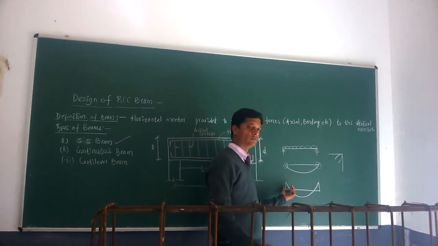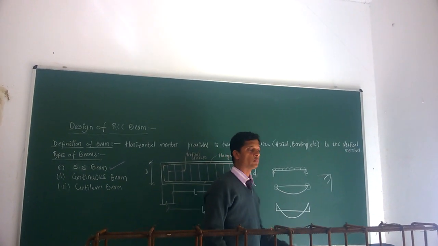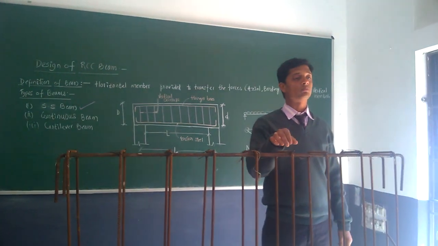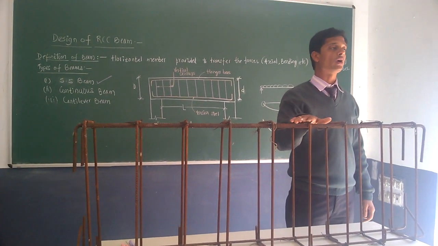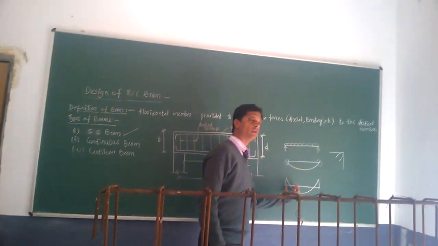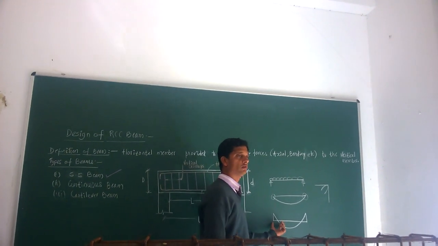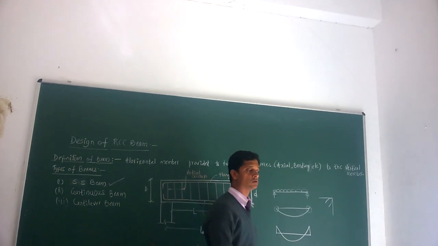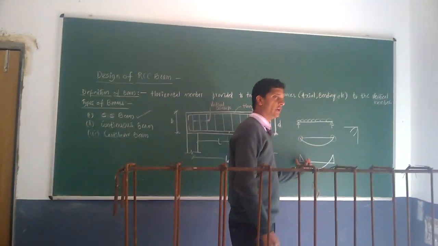So in case of fixed beam, when the condition of the beam is with fixed end, we provide one more bar at top. The purpose of providing one more bar at top is to carry the moment at support, which is known as negative moment. That bar we provide in the top portion of the beam to carry the negative moment.